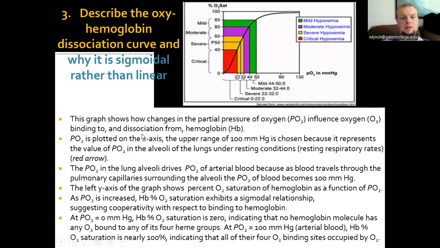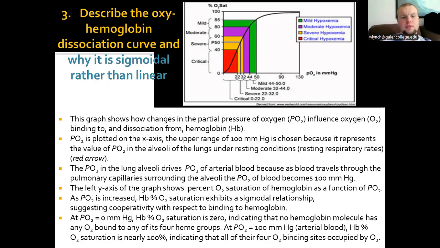So the partial pressure of oxygen in the alveoli drives the partial pressure of the arterial blood. So if the partial pressure of oxygen in the lung is going down, then the partial pressure of oxygen in the blood is also going down because more oxygen is going to be conserved by hemoglobin and bound.